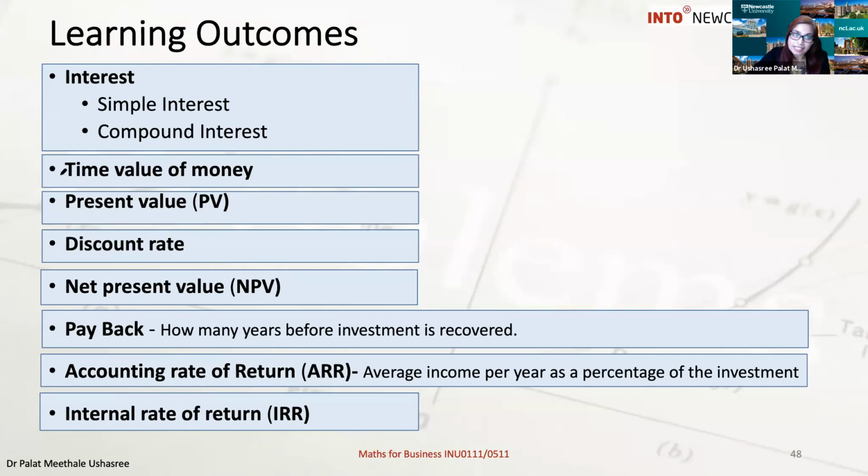But taking the time value of money into consideration is a more accurate method of figuring out whether you have made the right decision or not. And then you saw how to find it using ARR, that is accounting rate of return, which also does not take into account the time value of money. And then you also saw what is internal rate of return.